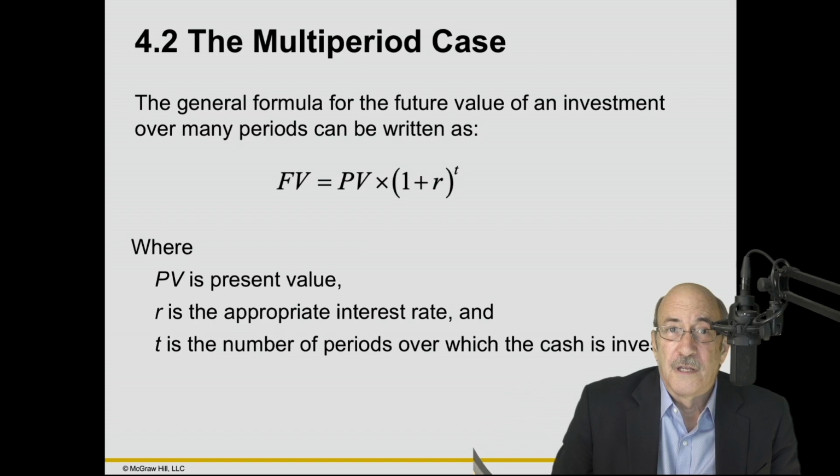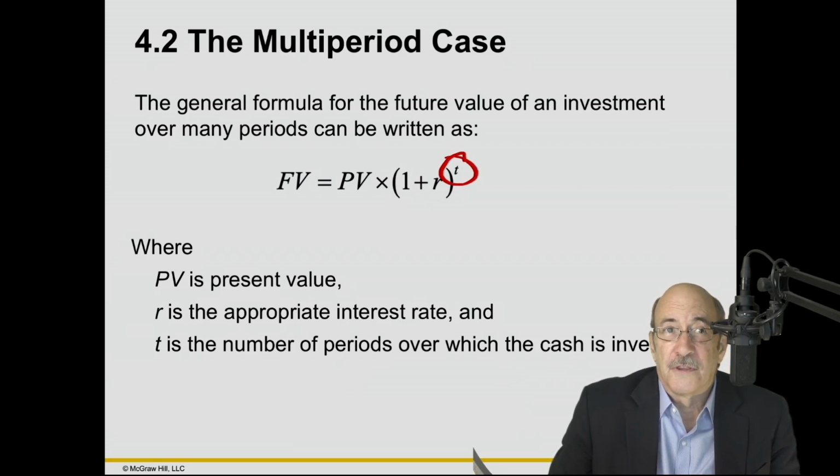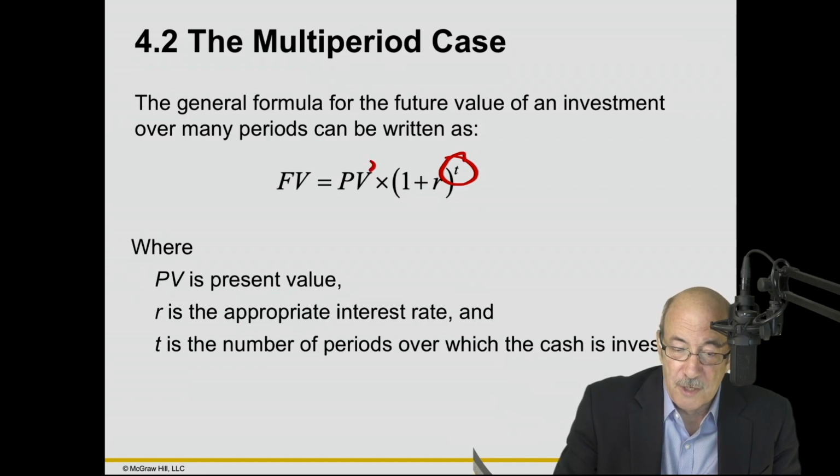Multi-period future value or present value. First, we'll talk about the future value. Here, all we have to deal with is we're looking at the t superscript or the exponent up there. How many periods out is that cash flow? So we can certainly take a present value and we can gross it up for t periods.